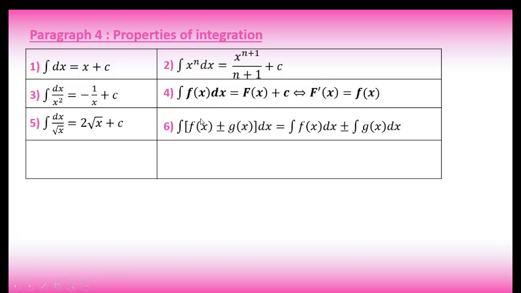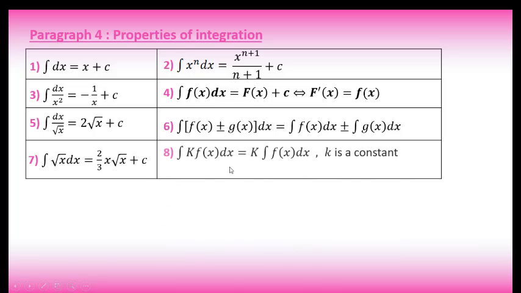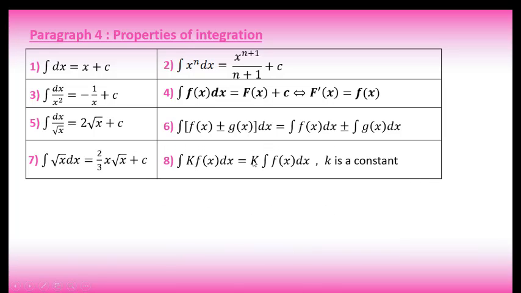Integral of a sum or difference of two functions equals the sum or difference of their integrals. We split the integral, and each function is integrated alone. Now the integral of radical x dx is 2/3 x radical x plus c. Integral k f(x) dx: the constant is written alone, then integrate f(x). All these properties should be memorized. They form the effective tools of my chapter. I prove some of them.